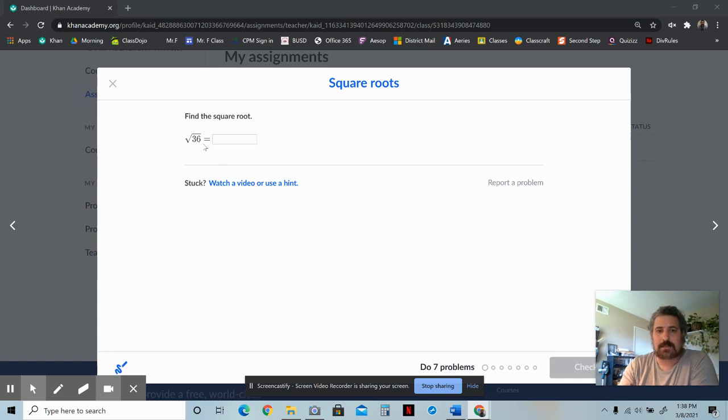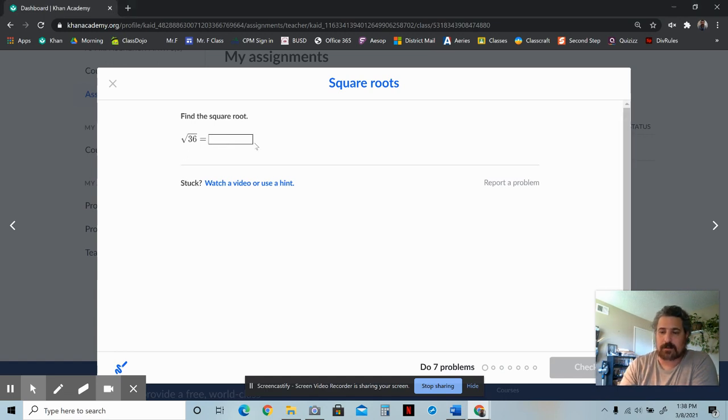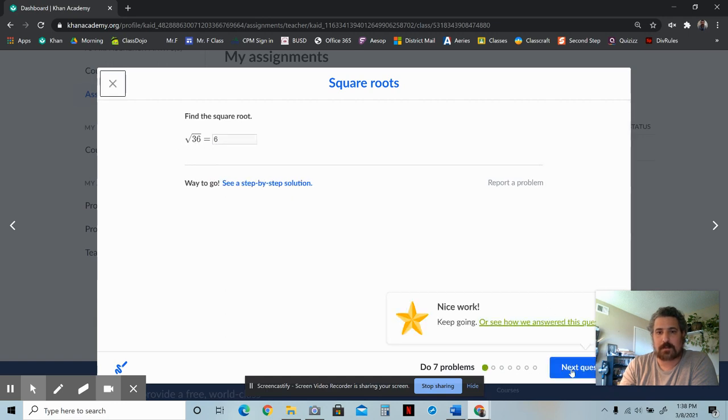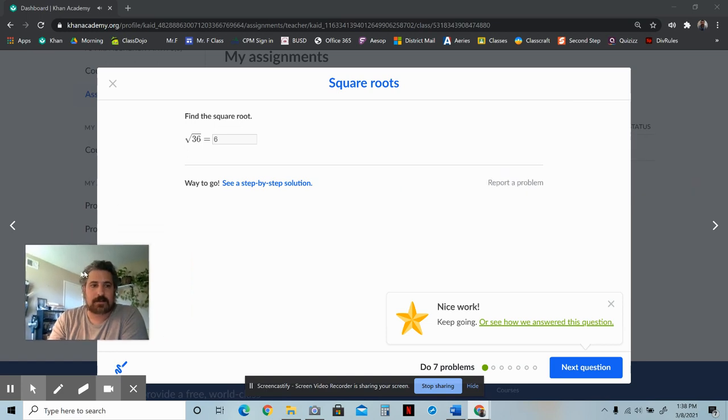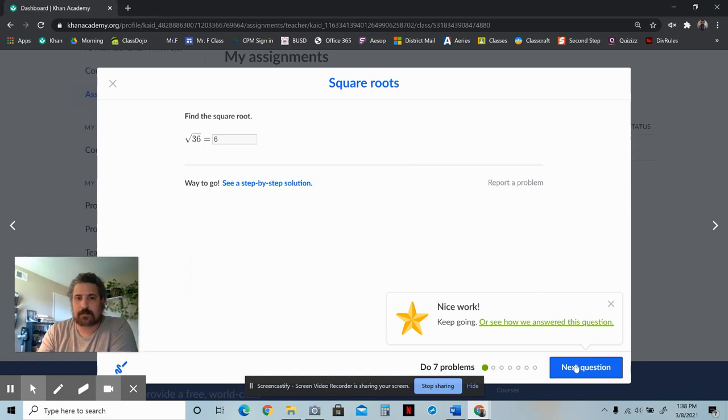Now, when Khan asks us this answer, I think they just are asking for one of the values. That's the square root. So you can just write 6, okay? And so that would be the square root of 36, right? Okay, but technically there's also a negative 6 that would work.